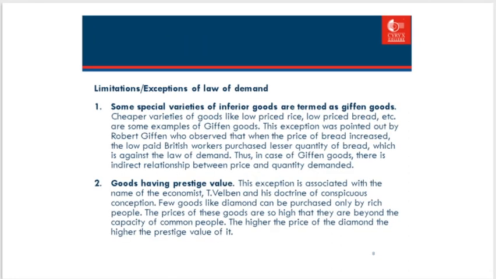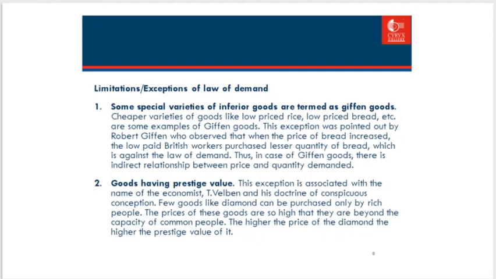Limitations, exceptions of law of demand. First, some special varieties of inferior goods are termed as Giffen goods. Cheaper varieties of goods like low-priced rice, low-priced bread, etc. are some examples of Giffen goods. This exception was pointed out by Robert Giffen, who observed that when the price of bread increased, the low-paid British workers purchased lesser quantity of bread, which is against the law of demand. Thus, in case of Giffen goods, there is a direct relationship between price and quantity demanded.